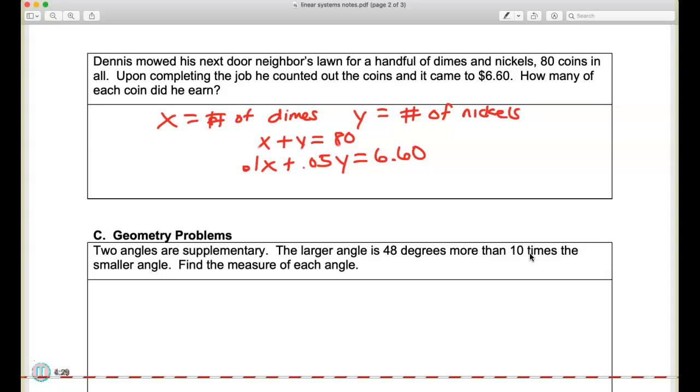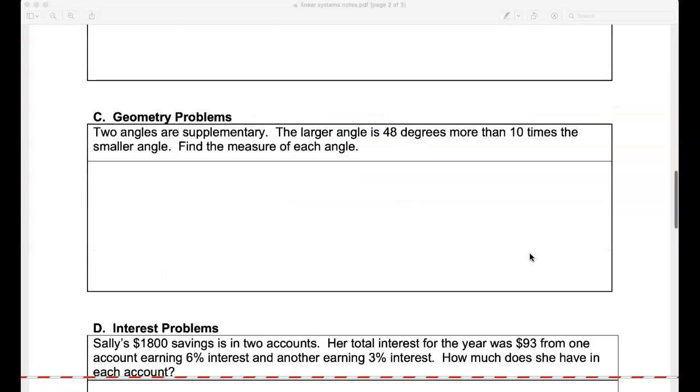Hopefully you would be able to solve that. If we wanted to get rid of the decimal, moving this over 2 would get me 10x plus 5y equals 660. Bringing this down would get me x plus y equals 80. And then you could either eliminate the x or the y by multiplying by -10 or -5. Okay, so I'm assuming we can do the solving part. It's the setup that's going to be the challenging part of these problems.